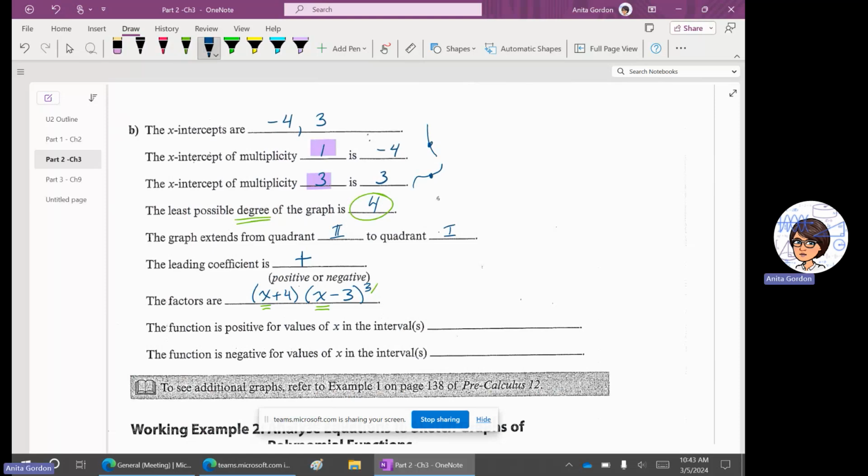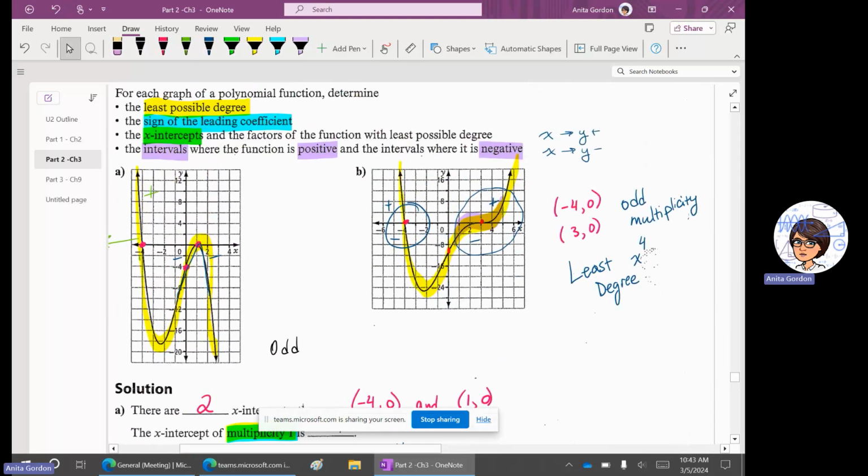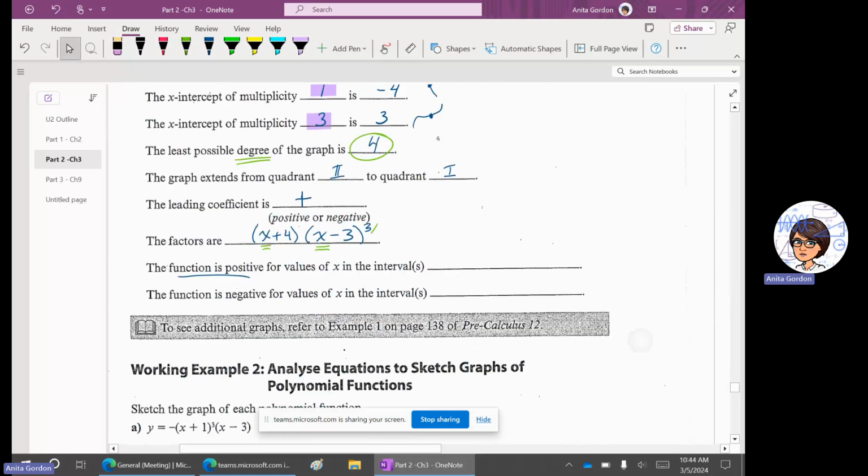For what values is the function positive? So looking here, we are actually positive in 2 different directions, right? We are positive on this side of the graph, and we are positive on this side of the graph. So what intervals are we positive? X must be less than -4, or x has to be greater than +3. So on the outsides of the x-intercepts.